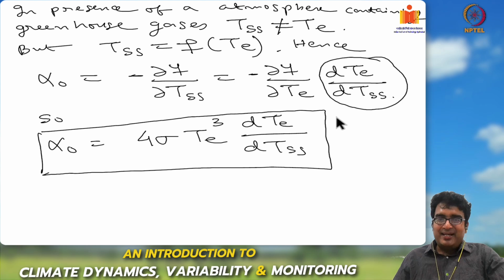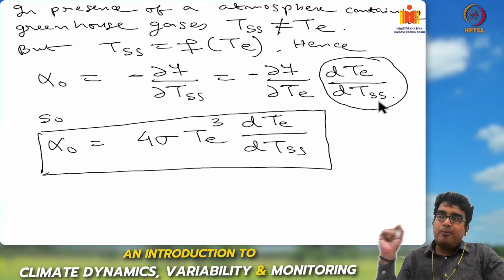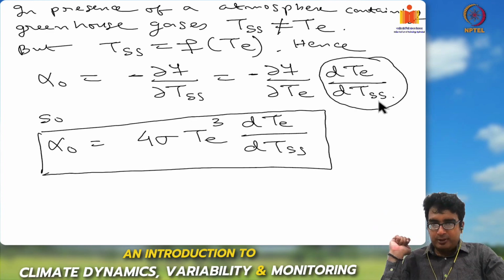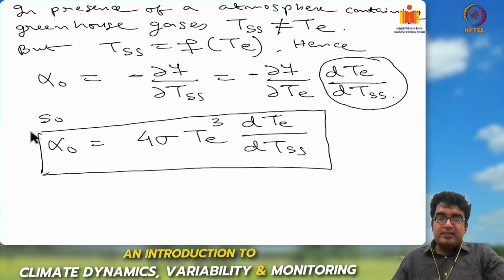But we have an additional term dTE dTSS, the gradient of the blackbody emission temperature with respect to change in the steady state temperature of Earth. So alpha 0 in this case becomes 4 sigma TE cubed dTE dTSS. This extra parameter comes into the picture.